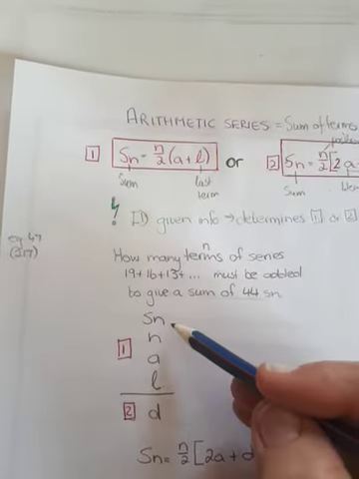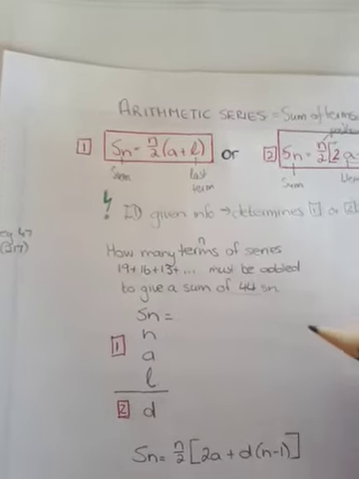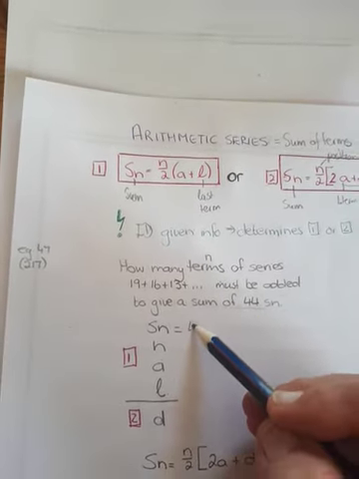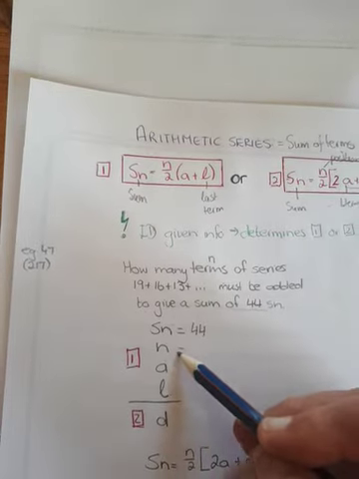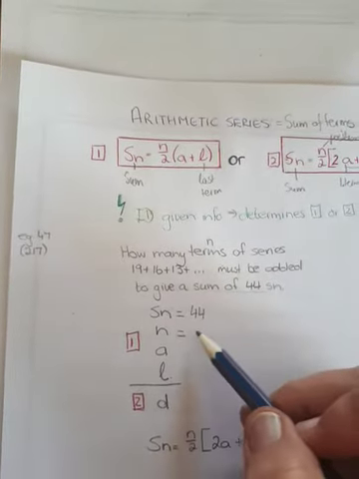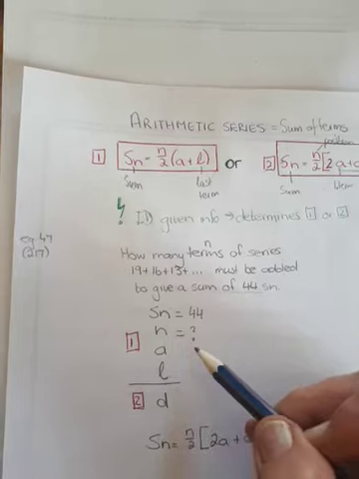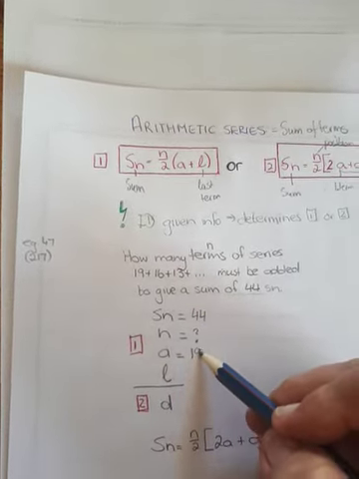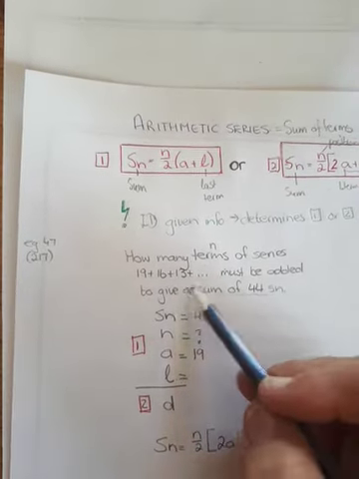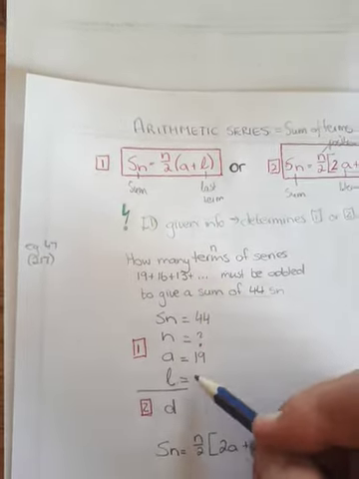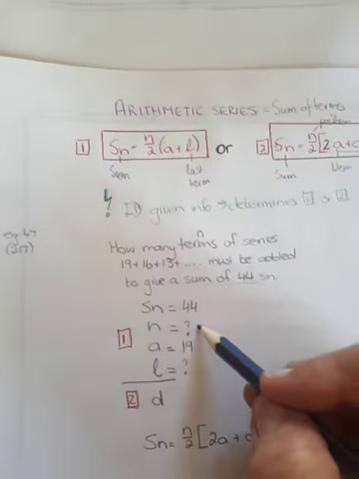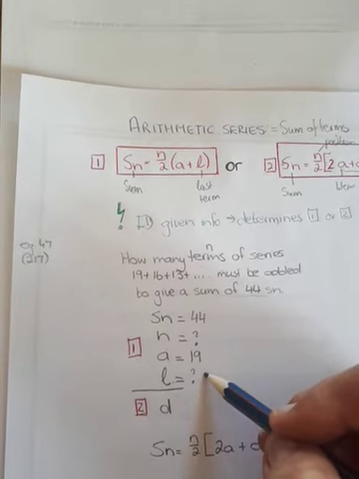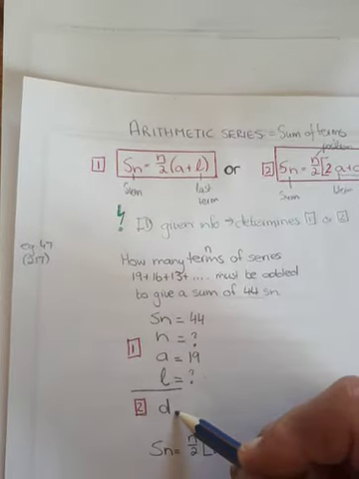So let's go and write the information into my identification. Sn I have already identified as being 44. Then n is really asked, so that is the question mark. a, which is the first term, I already have, which is 19. l, I don't have the last term, so that's also a question mark. Once again, I've got two unknown variables, and I don't have two equations. So let's jump to equation 2.